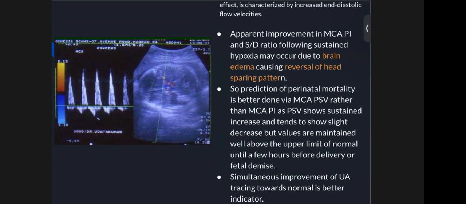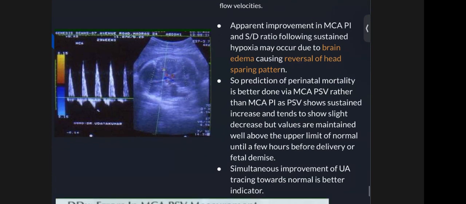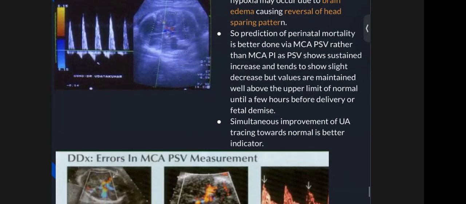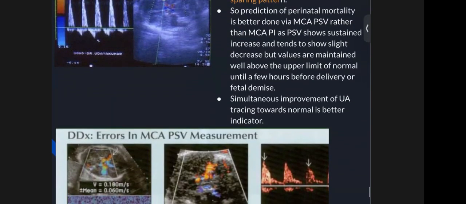Apparent improvement in MCA, PI, and S by D ratio following sustained hypoxia may occur due to brain edema and reversal of head sparing pattern. So prediction of perinatal mortality is better done via MCA PSV rather than PI, as PSV shows sustained increase, while PI tends to show a slight decrease, but values are maintained well above the upper limit of normal until a few hours before delivery or fetal demise. Simultaneous improvement of umbilical artery tracing towards normal is a better indicator.